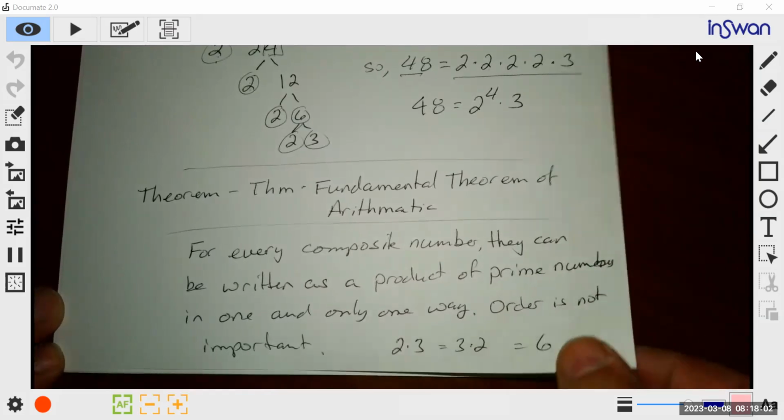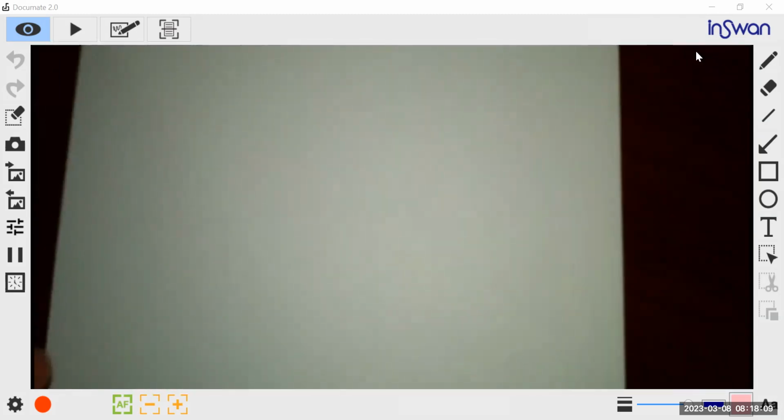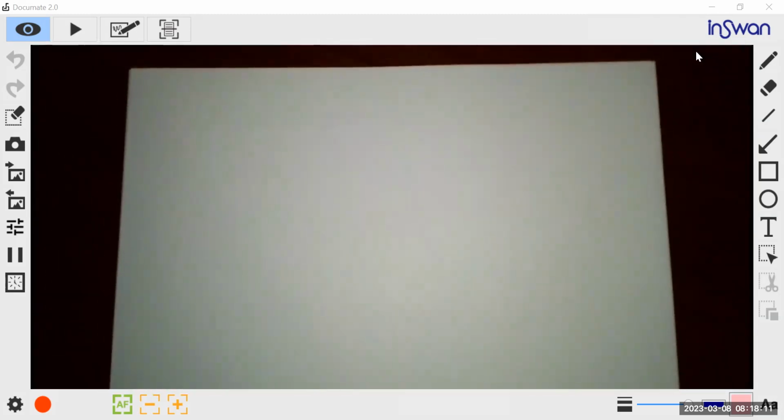All right, so that's the fundamental theorem of arithmetic, that we could break down any number into its prime number divisors.